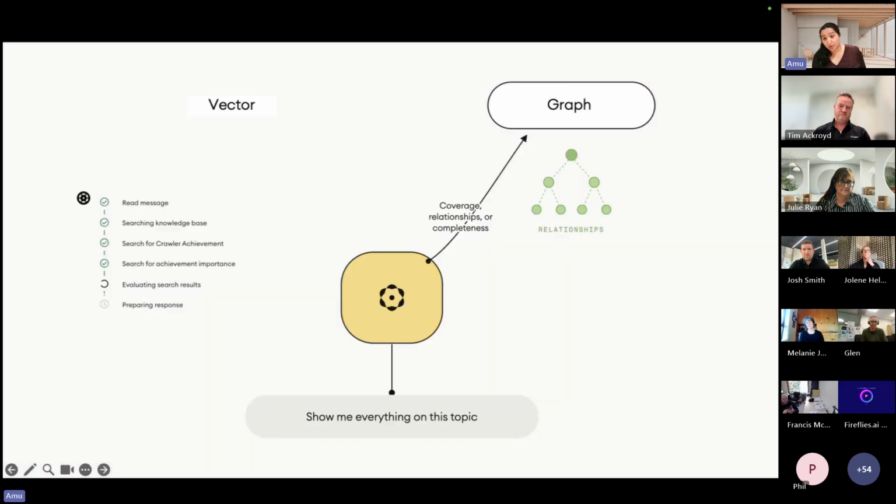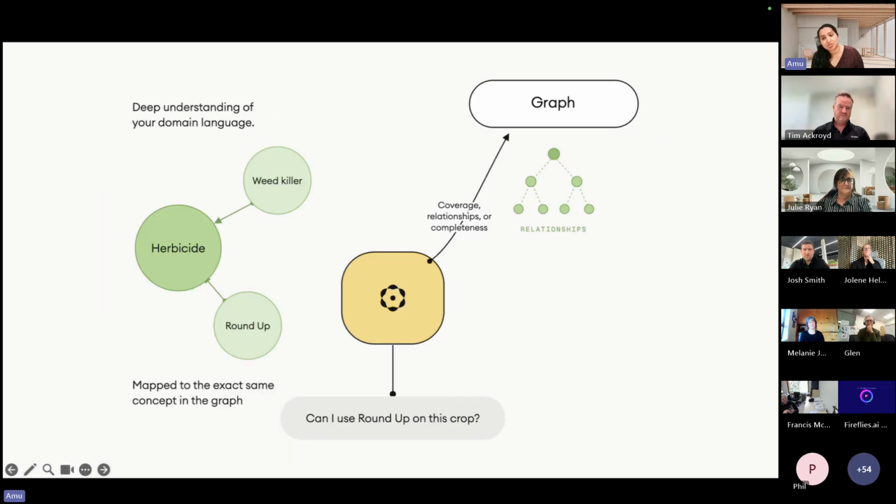When you ask Caitlyn a question, you'll normally witness the agent's thinking. You can see the question being broken down into search topics. But in a GraphRAG implementation, you will be able to expand on these steps and see the path the agent takes on the graph to produce your response. GraphRAG also has a deep understanding of your domain language. Weed killer, Roundup, herbicides, these are all mapped onto the same concept. So nothing slips through the cracks just because someone used a different word in their question.